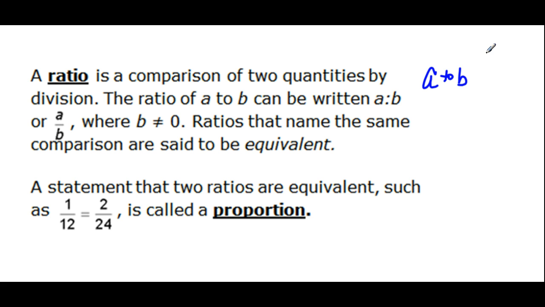All right? The two things that we are comparing have to have like units, so I have to be able to count them in the same way. Ratios that have the same comparison, ratios that look the same, are what we call equivalent. When you have two ratios that you set up as being equivalent, we call that a proportion. You've called it equal fractions.